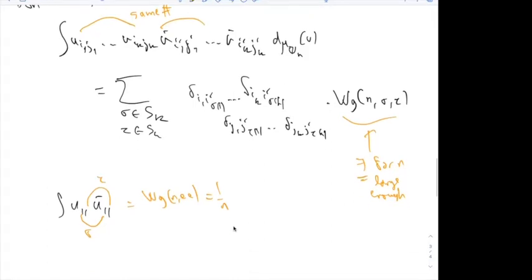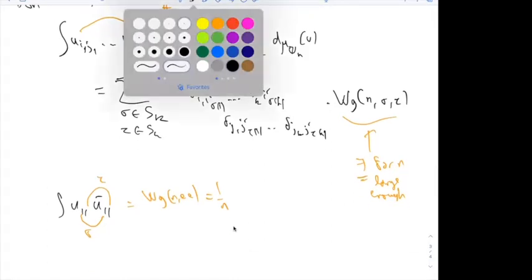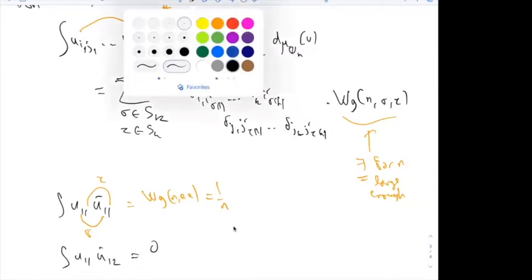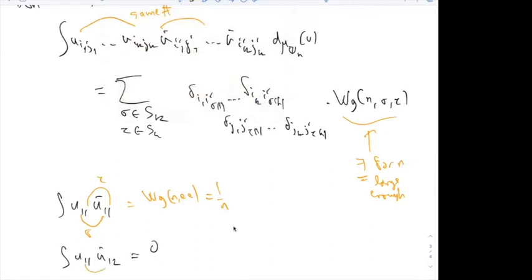And so another example would be this integral, U11 U bar 12. This would be 0, because you see here I could get one pairing, but here I could never get one pairing, whatever I do.